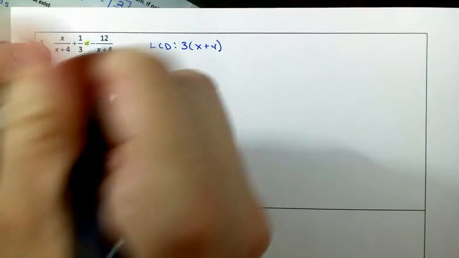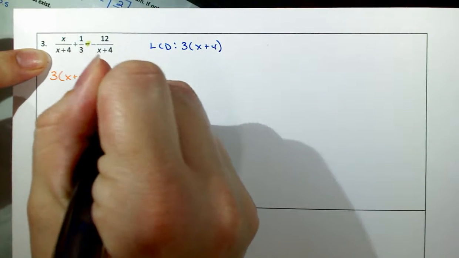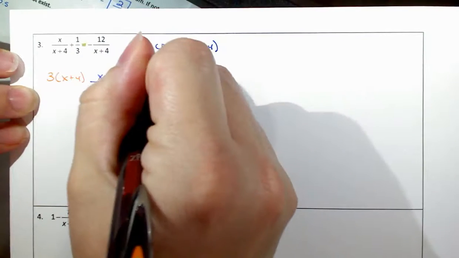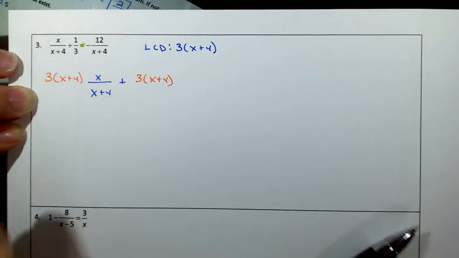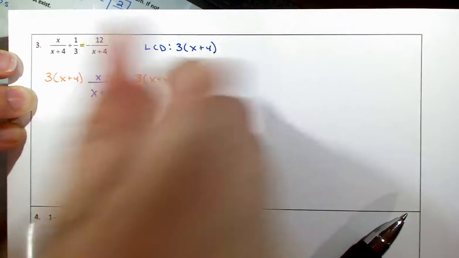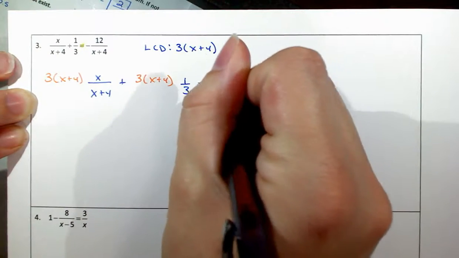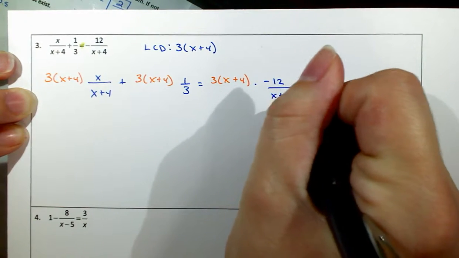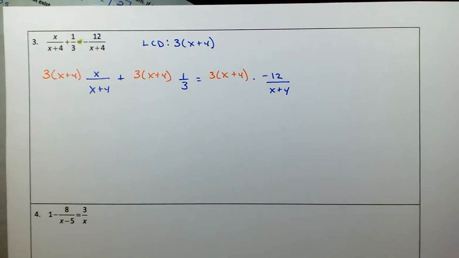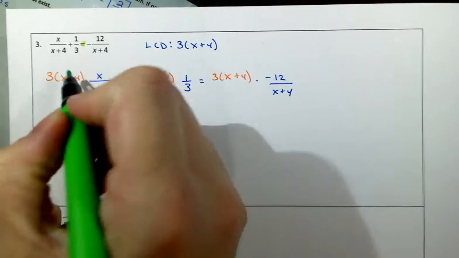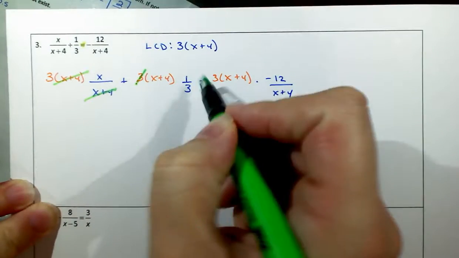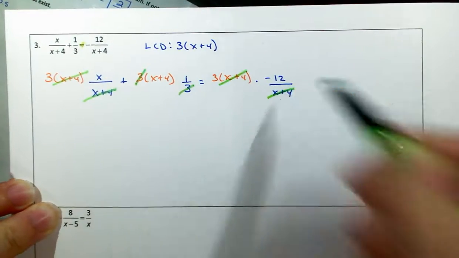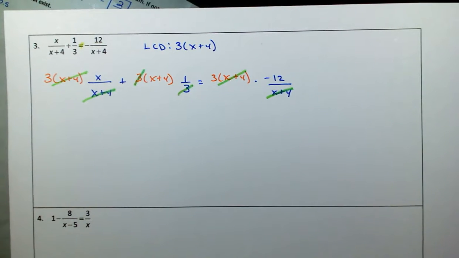So 3 times x plus 4 times x over x plus 4, plus 3 times x plus 4 times 1/3, equals 3 times x plus 4 times negative 12 over x plus 4. So every single piece of that equation has been multiplied by the LCD. So again, the denominators should cancel. So notice x plus 4 and x plus 4, here the 3 and the 3, here the x plus 4 and the x plus 4. You do want the least common denominator because you don't want to get these too big. They get a little hard to solve if they get too large.